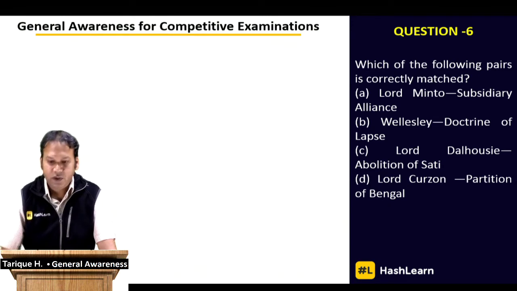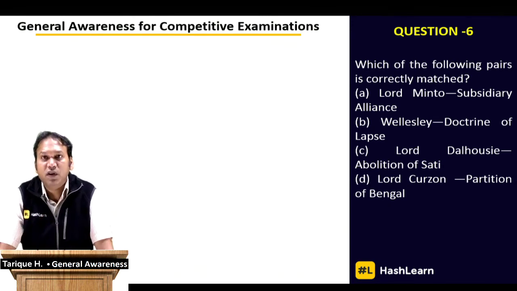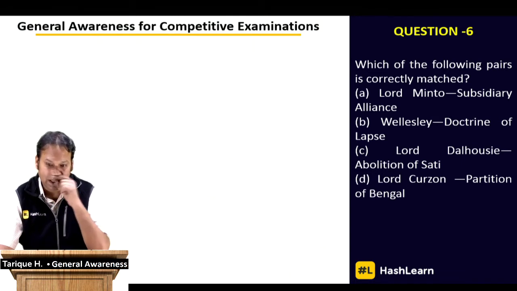So now I have given to you a question here. Can you read and tell me which of the following pairs are or is correctly matched? We have 4 answer options here. In each answer option, we have the name of a British administrative head of the state, that is Lord Minto, and then we have Lord Wellesley, then Lord Dalhousie and Lord Curzon. These were either the Governor Generals or the Viceroys of India in the colonial time, the British Raj. And on the right hand side, we have names of some important policies or decisions or actions taken by these heads of state under the colonial empire.